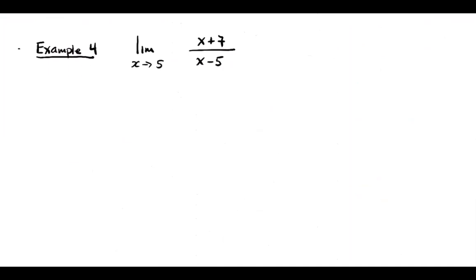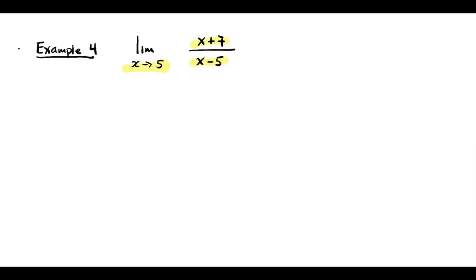Trying to get you into the habit of checking the denominator, then the numerator. So here x is going to 5 in this rational function. 5 makes the denominator equal to 0. Then I check the top. 5 does not make the top 0. It makes it 12. So this is not a 0 over 0.